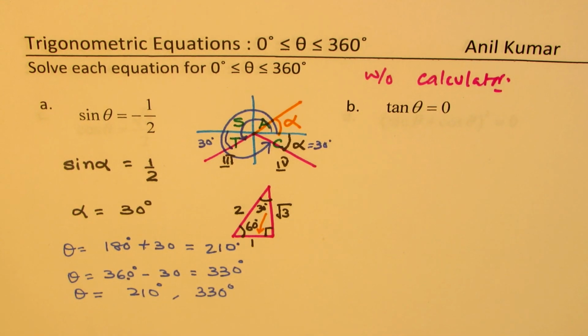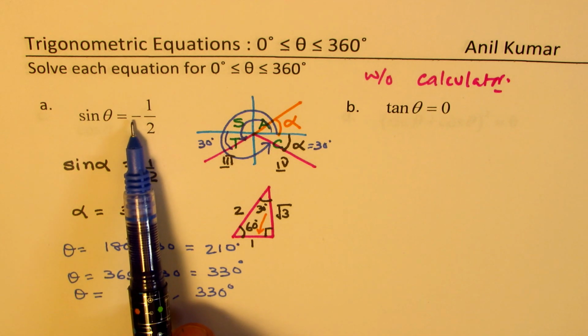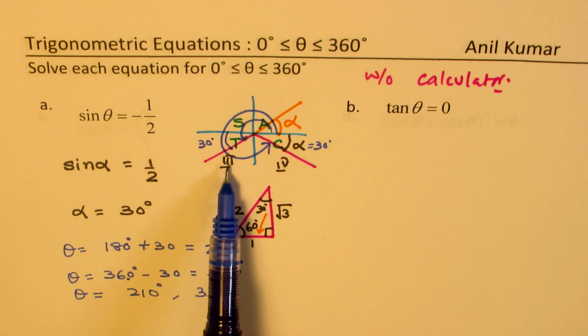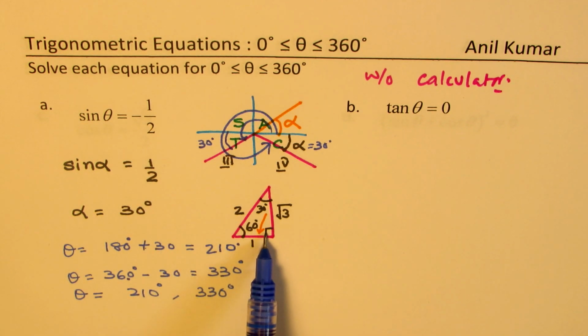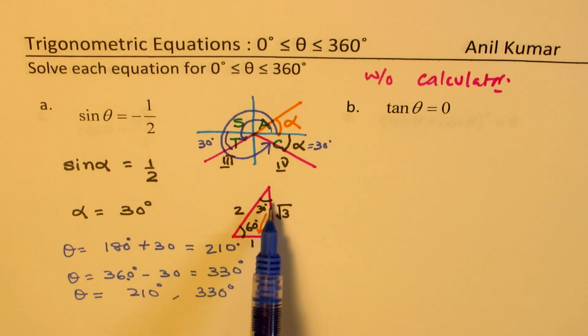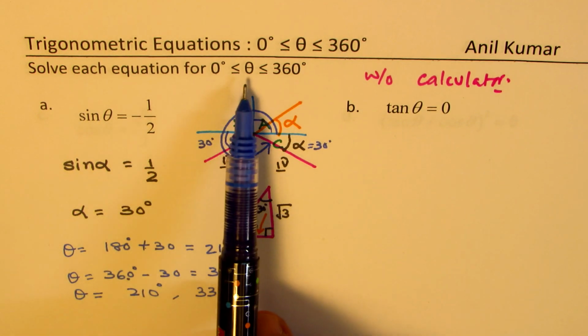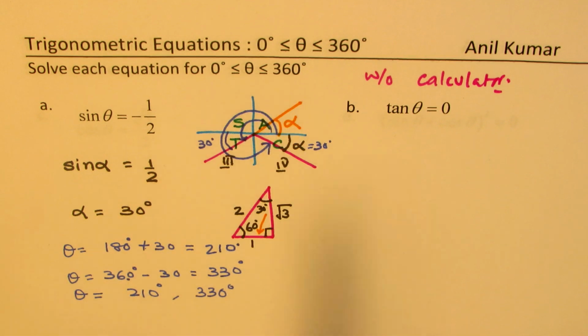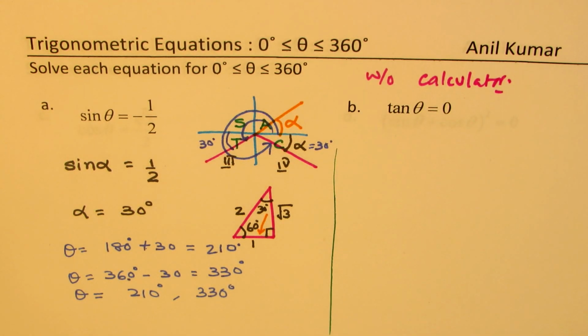So I hope the steps are absolutely clear, right? Now, the idea here is that negative we should look into as two solutions, one in quadrant 3, one in quadrant 4. Look into the special triangle 30, 60, 90, which gives you 30 degrees as the related acute angle. Then find the principal angle theta between 0 to 360 degrees. Perfect. Okay. Now let's see how to do part B, which is tan theta equals to 0.